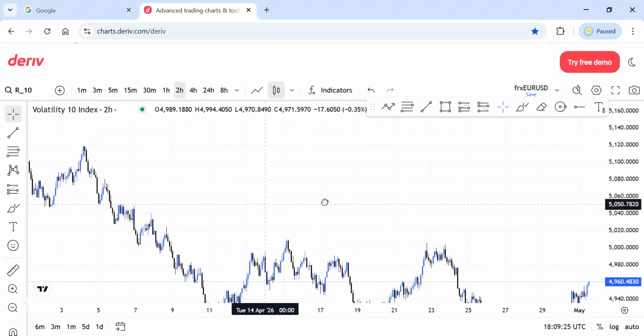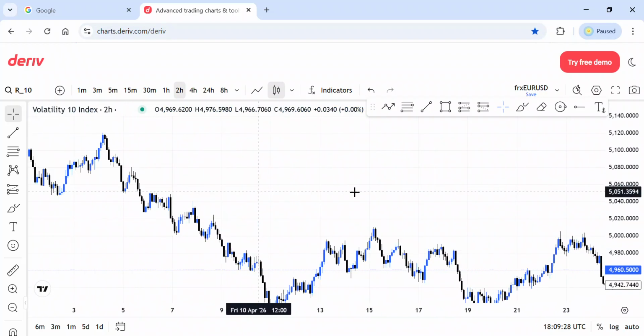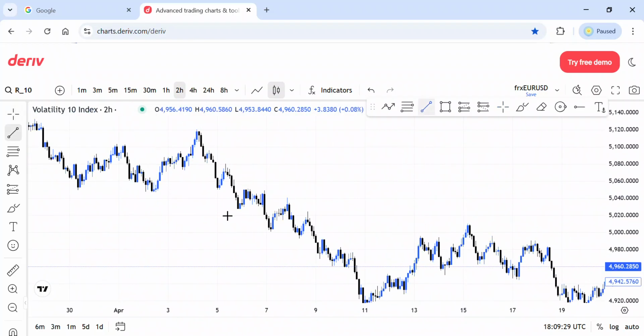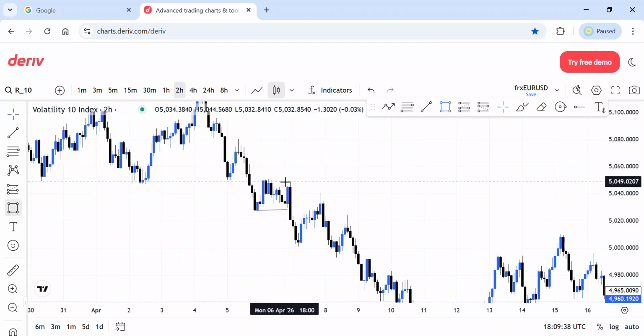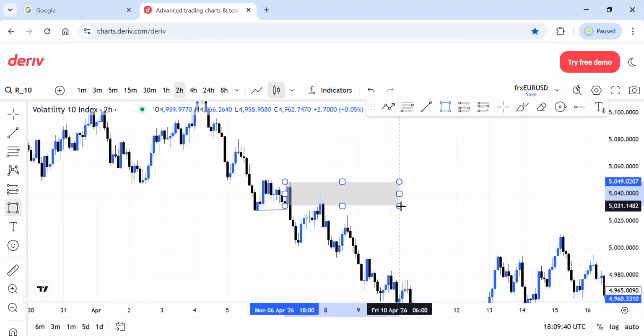I think we have a breakout here too. As you can all see, we have a breakout here. Just look for a breakout. So according to this one, the market is selling. Just mark your supply zone. This is a supply zone now.